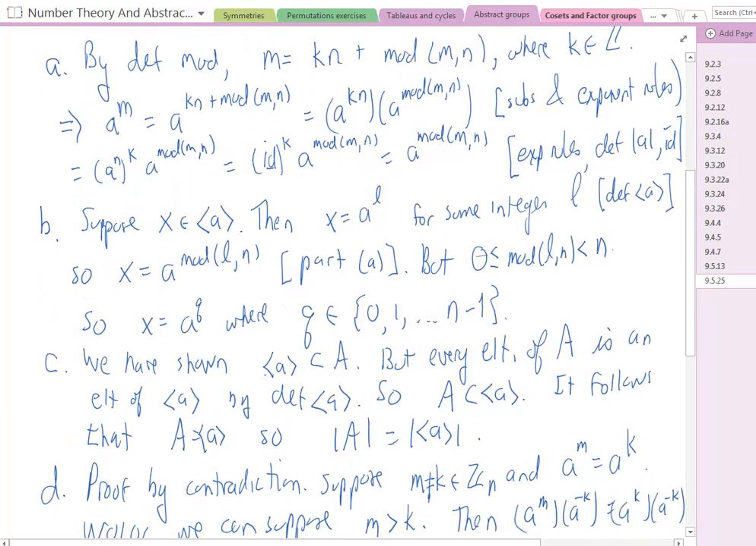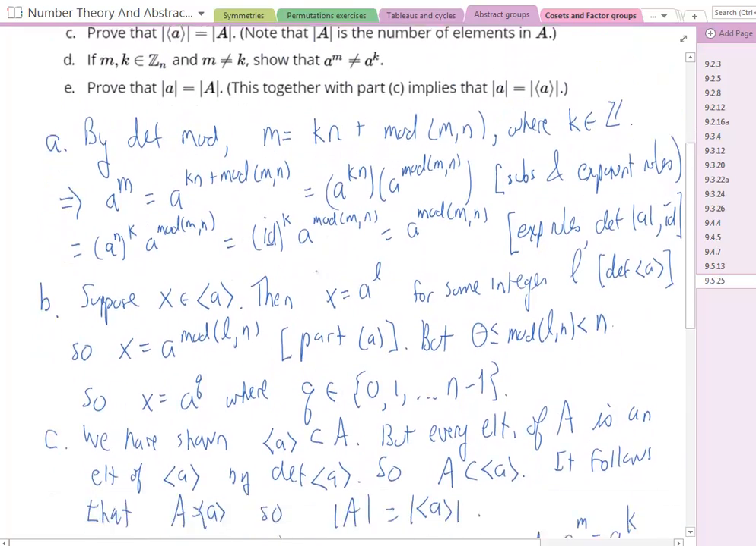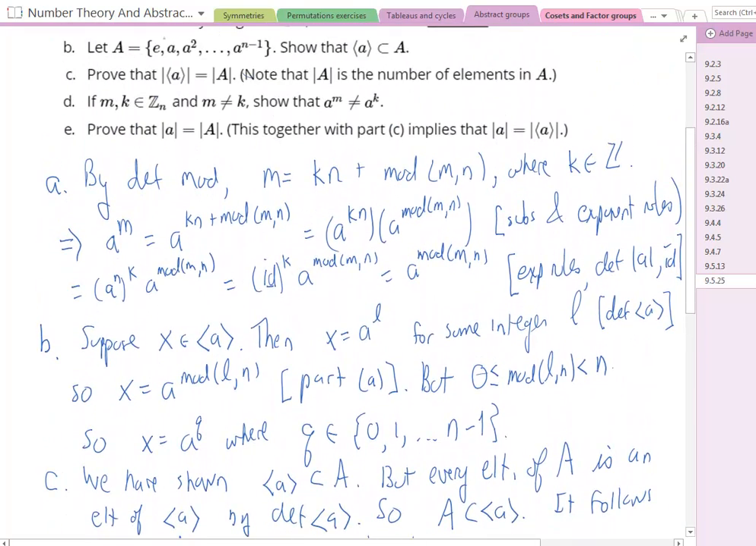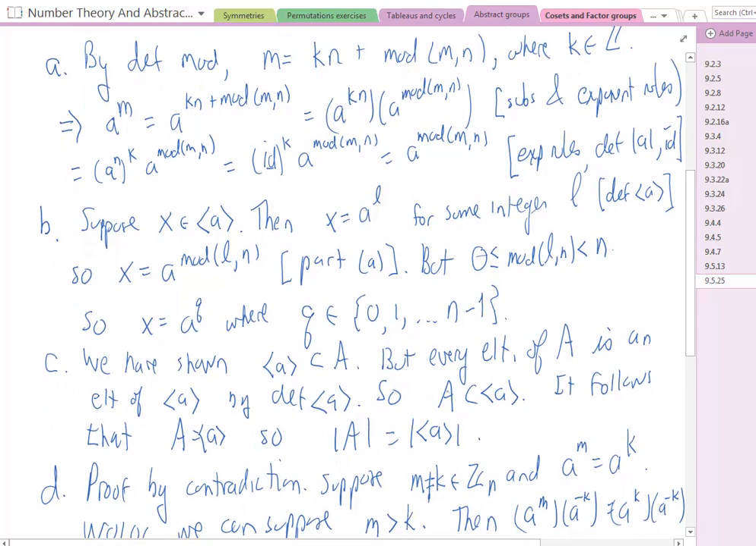So we've shown, as I said, that the cyclic group generated by little a is contained in big A. But on the other hand, every element of big A is an element of the cyclic group generated by a, by the definition, because this set, the cyclic group generated by a, contains all powers of a. In particular, it contains these powers of little a, which constitute big A. So every element of big A is also an element of the cyclic group. So big A is contained in the orbit or cyclic group generated by little a.